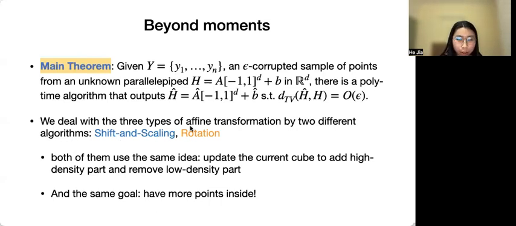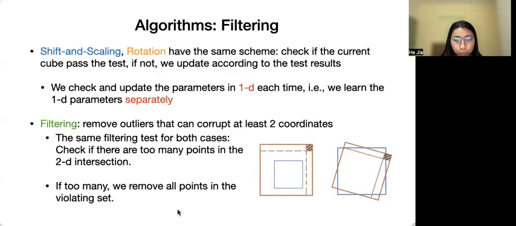So the idea that we get from that inefficient algorithm: we'll update the current cube to add a high density part and remove the low density part. Using this, we can achieve the same goal, which is to contain more points inside our cube. Both the shift and scaling algorithm and the rotation algorithm have the same scheme.